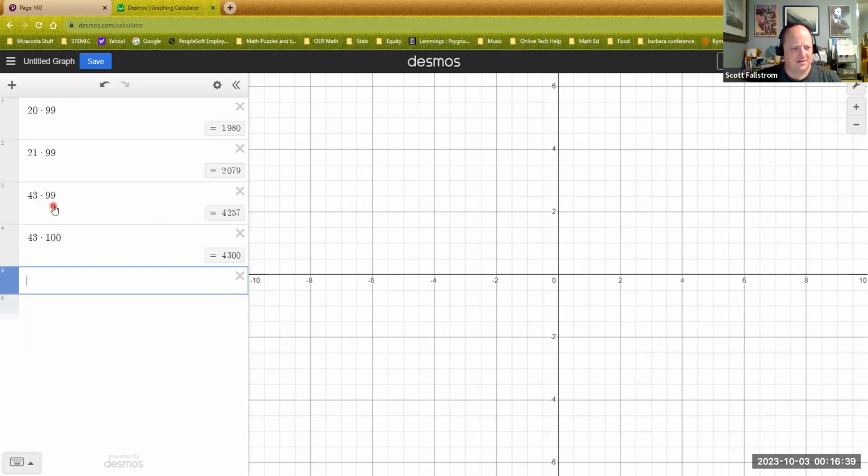The only thing that's different is I've taken away one group of 43. So it's like 43 times 100, but then I'm taking away one group of 43. So that'd be 4,257. Now you can use the techniques we did in class.